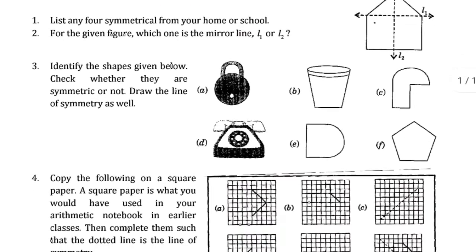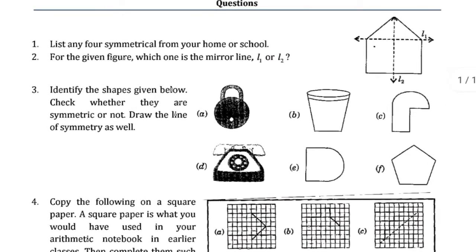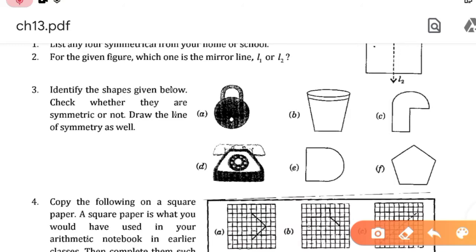Now question number 3. Identify the shapes given below. Check whether they are symmetrical or not. Draw the line of symmetry as well. So here figures A, B, C, D, E and F are given. We have to draw the symmetrical line of them. First of all we choose the symmetrical line of the log. If we draw a vertical line on the log, see that it will be symmetrical. In figure B, yes, it will be symmetrical if we draw the vertical line.